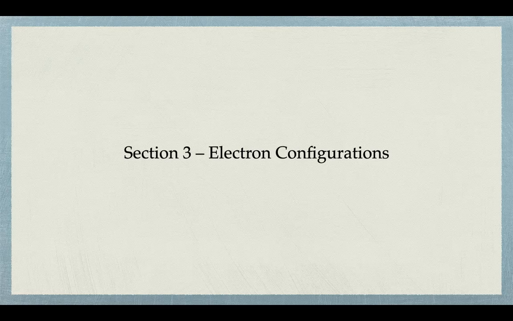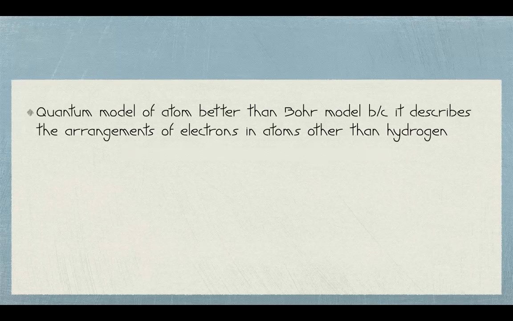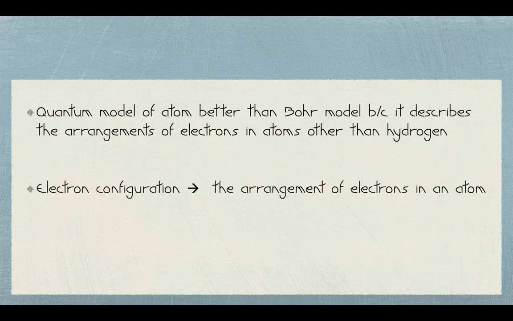A lot of the rules you don't really need to remember as long as you understand how to apply the periodic table. All righty. So the quantum model of the atom is better than the Bohr model because it describes the arrangements of electrons in atoms other than hydrogen. Remember that Bohr's model only applied to the hydrogen atom with one electron, but any other element besides hydrogen has more than one electron. So we need a model to be able to describe the other 117 elements on the periodic table.